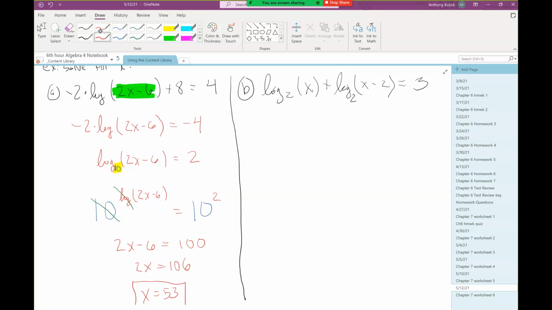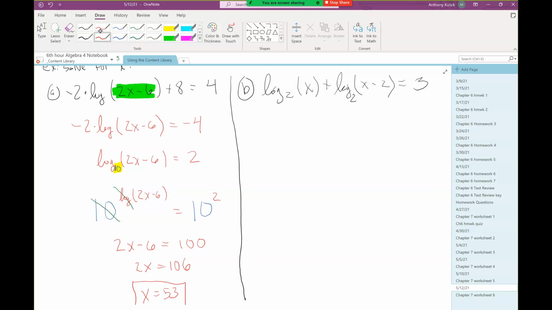So let's look at our next example. Here we have log base 2 of x plus log base 2 of x minus 2 is equal to 3. Notice in this problem I have 2 logarithms and something not in a logarithm. I have log base 2 of x, and I have log base 2 of x minus 2, so I have 2 logarithms. And then I have it equal to 3, a non-logarithm. Everybody cool with what we're looking at there?